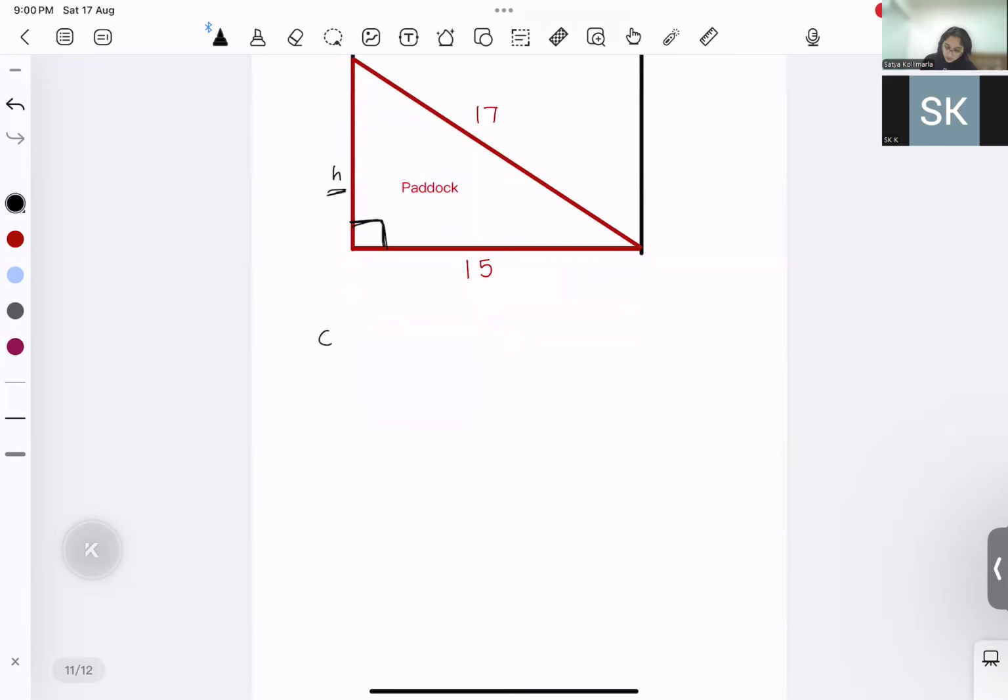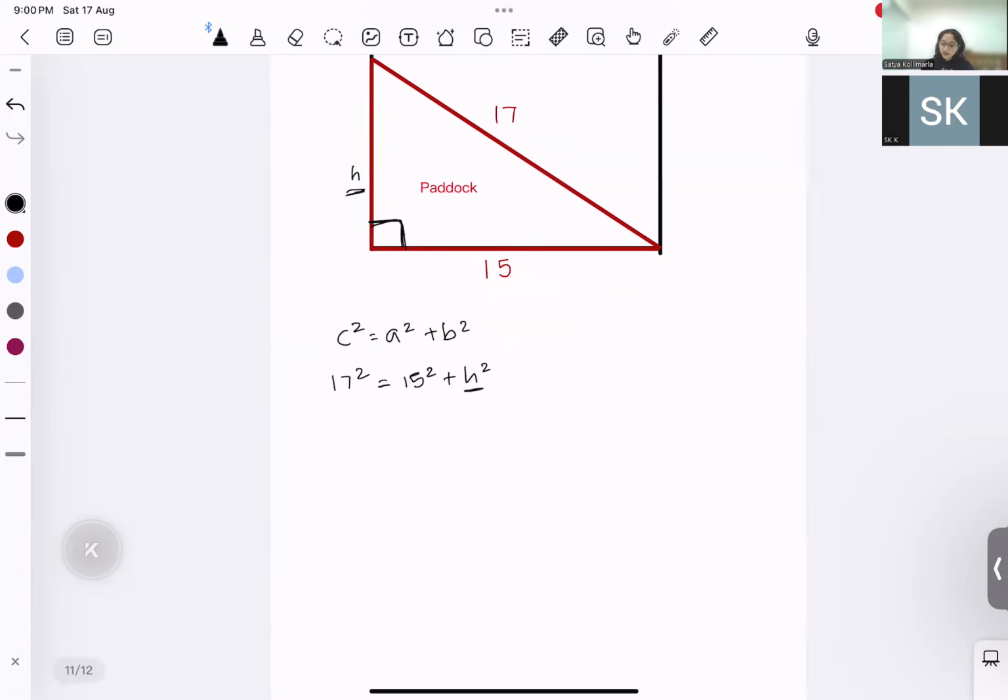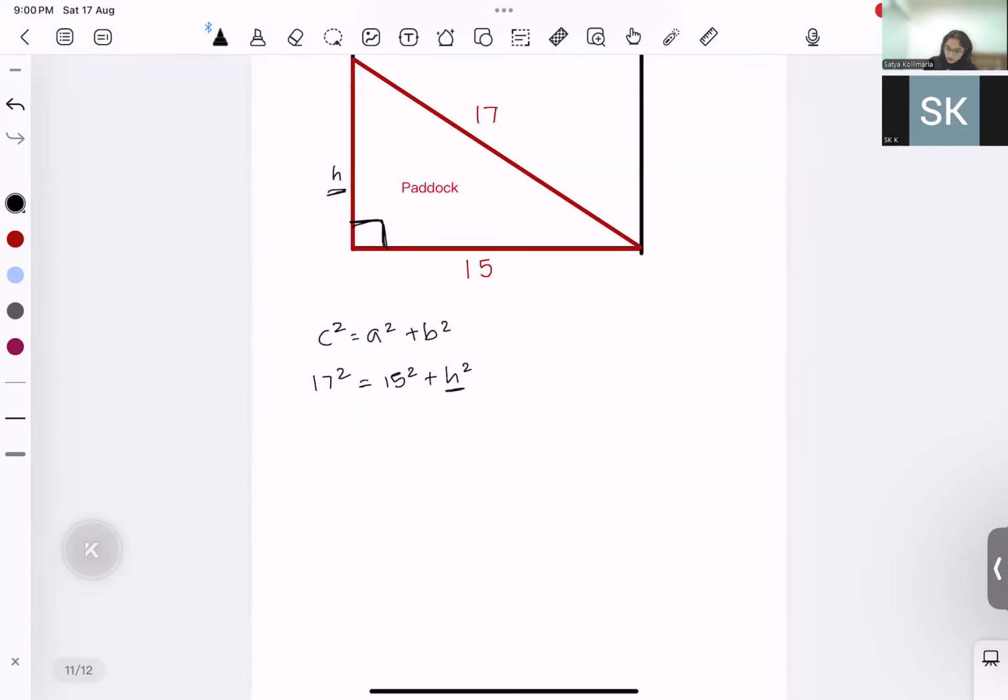To find h, we know that because this is a right angle triangle, we can use the Pythagoras theorem. So it's going to be c squared equals a squared plus b squared. What is our longest side? We know that the longest side is 17, so 17 meters long. 17 squared is going to equal 15 squared plus h squared. h is the variable in this question, or the unknown. So 17 squared is actually 289, and that's going to equal 225 plus h squared.